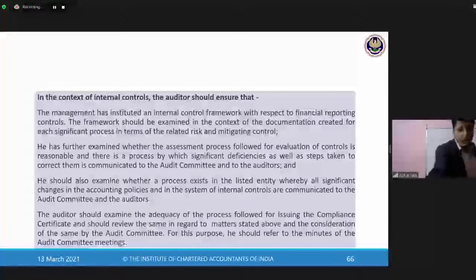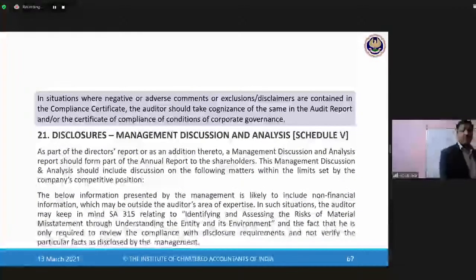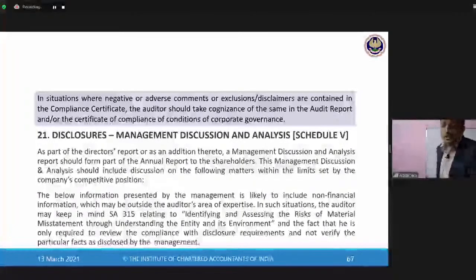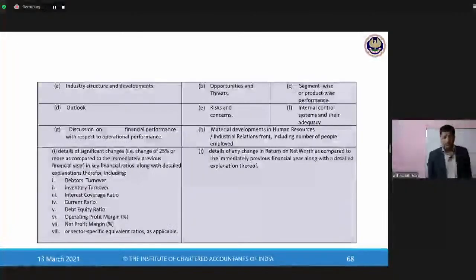Moving on to one document which we have discussed quite a lot, and that is called MDNA. MDNA is all about some analysis which the management would have done in relation to various aspects of the business and the organization. And let's understand what are all those matters which are discussed in this MDNA document.